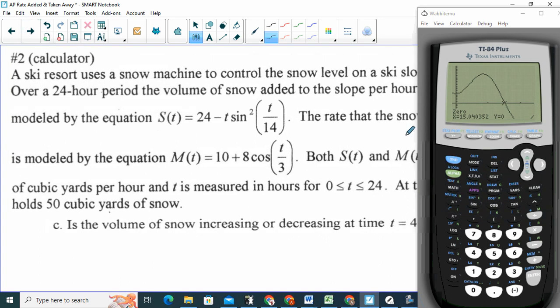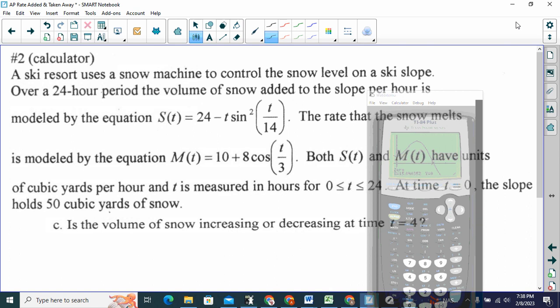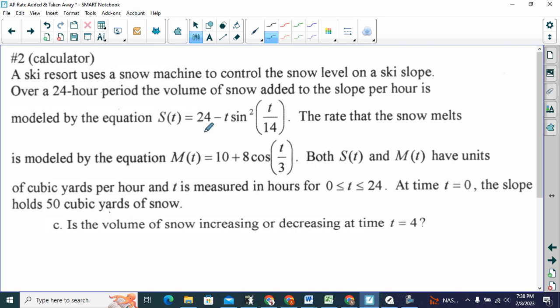Part C. Part C wants to know, is the volume of snow increasing or decreasing at time 4? The overall volume of snow increasing or decreasing at time 4. So we want to compare the rate at which we are adding snow and the rate at which snow is melting at time 4. A couple different ways you could do it. The first is we could find S of 4 and M of 4 and just compare them. Whichever one's bigger would tell you if we are adding or melting more snow.